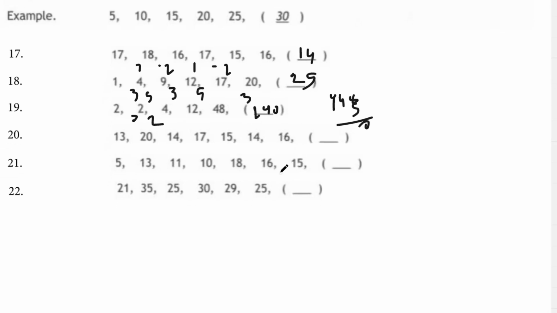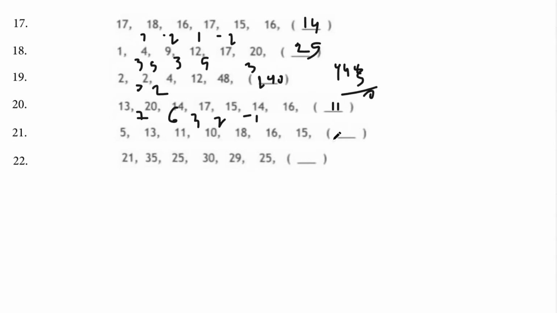And then question 20, we have 13, so add 7 minus 6, add 3 minus 2, minus 1, and then minus, let's see if we can find, I can see an alternating pattern here. 20 to 17 to 14 will be minus 3 every time, that's going to be 11.